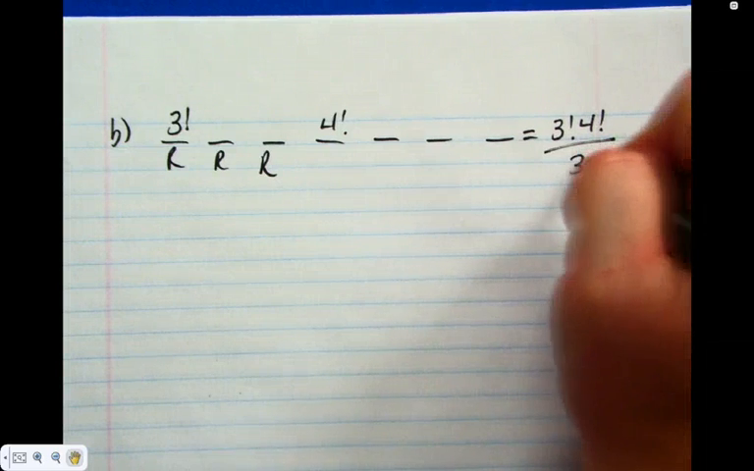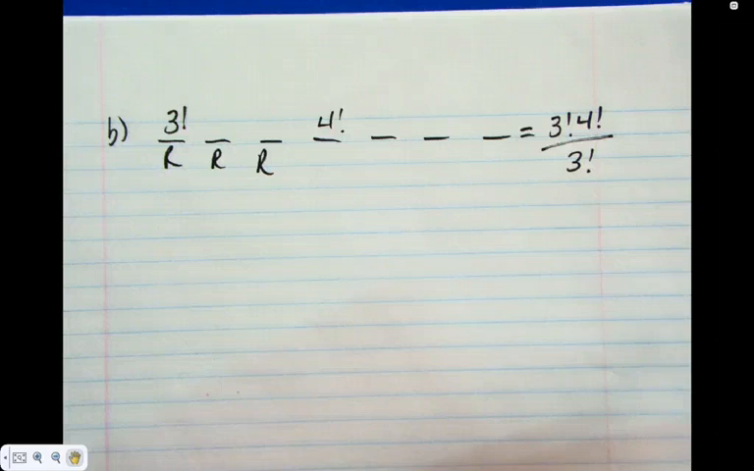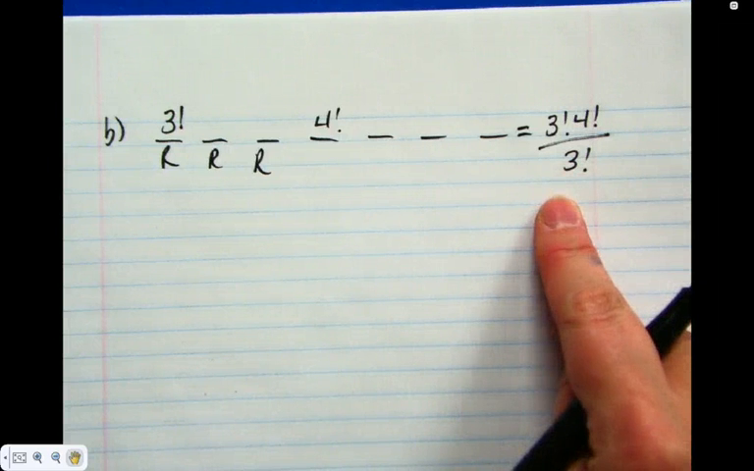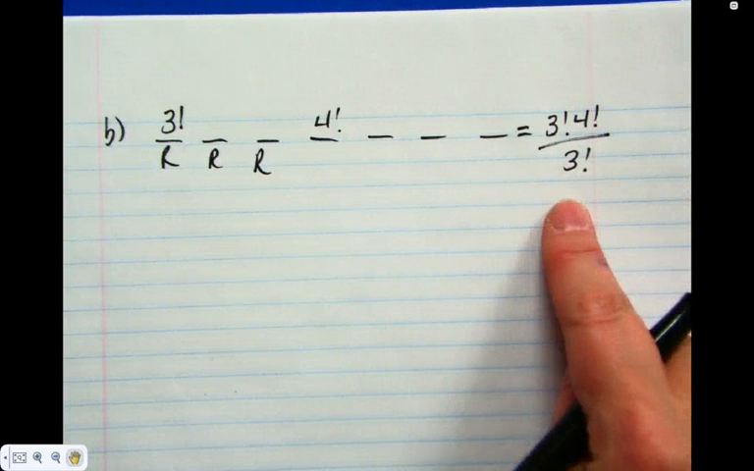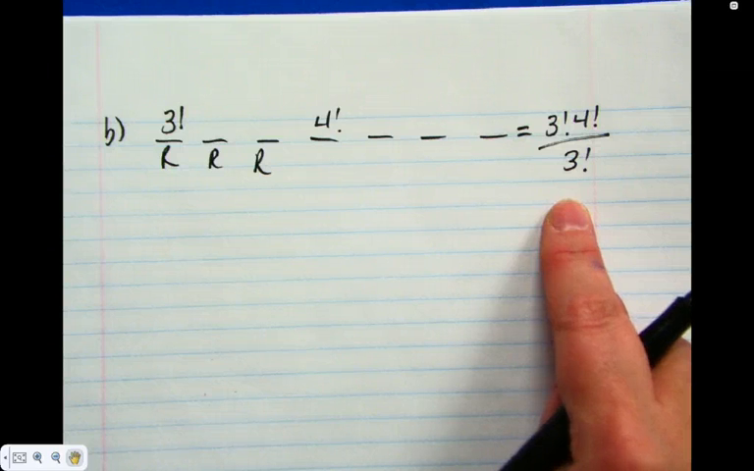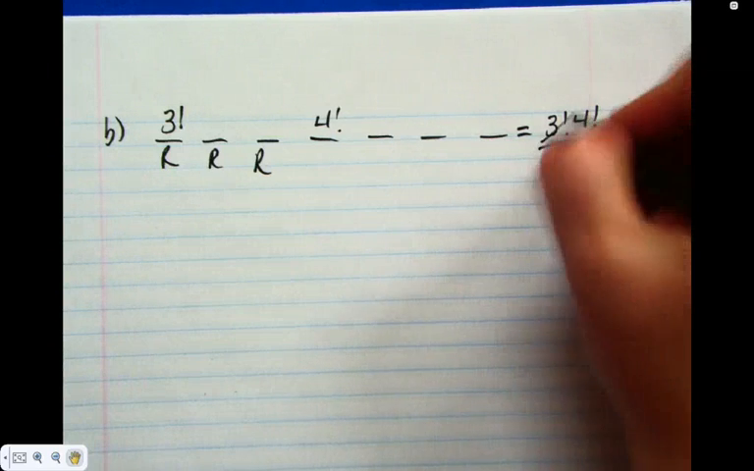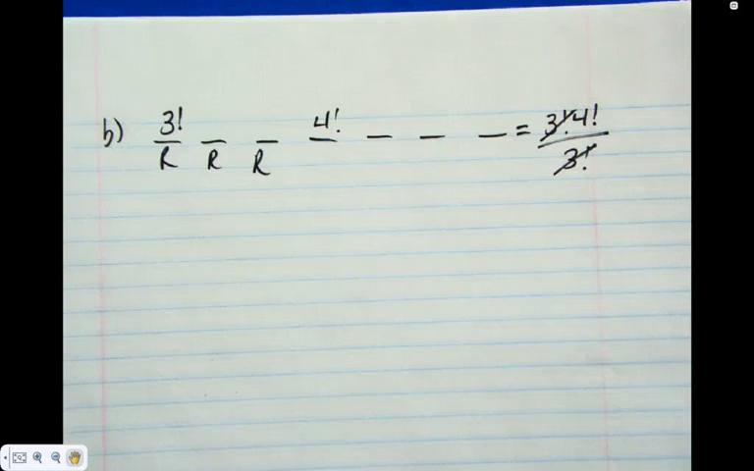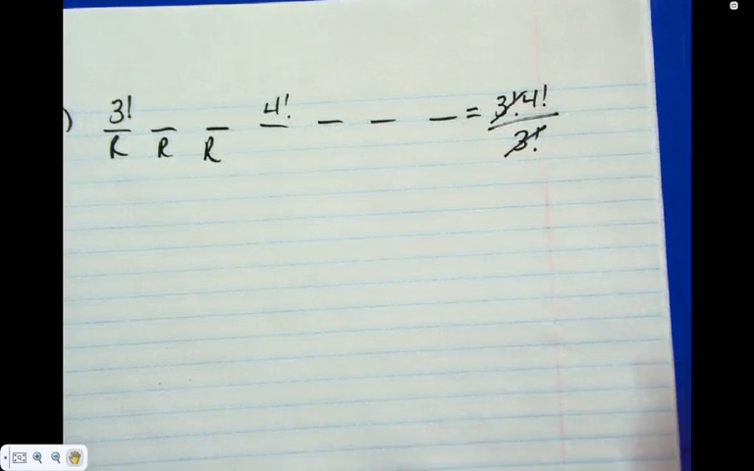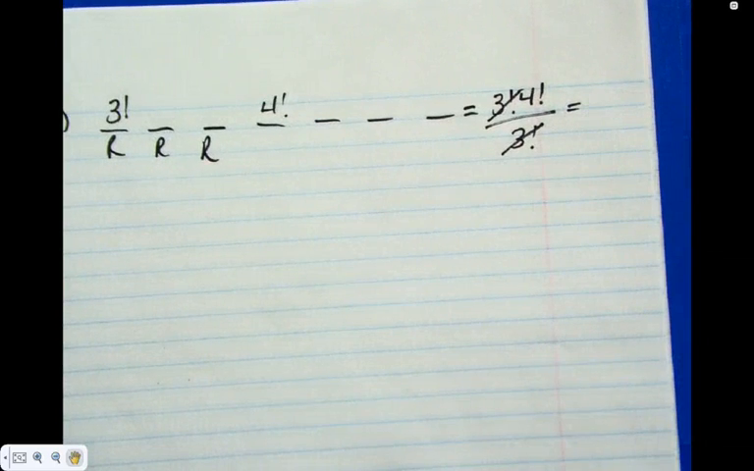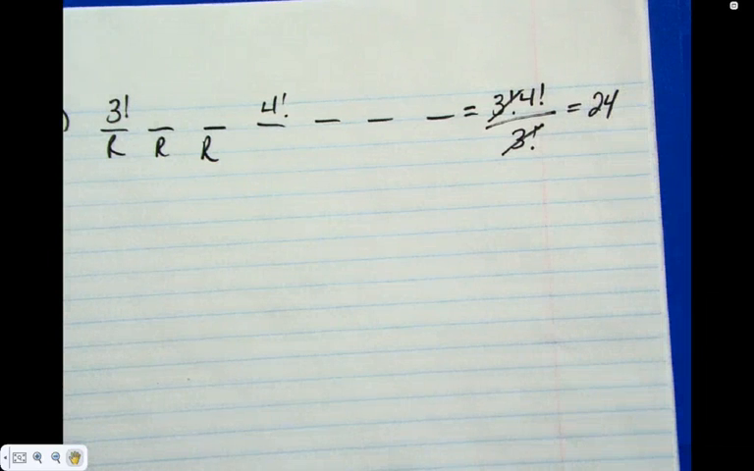R still repeats 3 times. Can I cancel here? Yes. Why could I cancel here? And before I'm like, no touchy, do not cancel. They're both factorial. So as long as I'm canceling a factorial with a factorial, we are okay. 24, you already know that, so do not punch that into your calculator. You need to know up to 5 factorial without it.